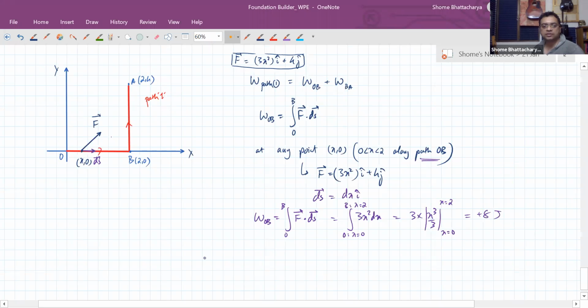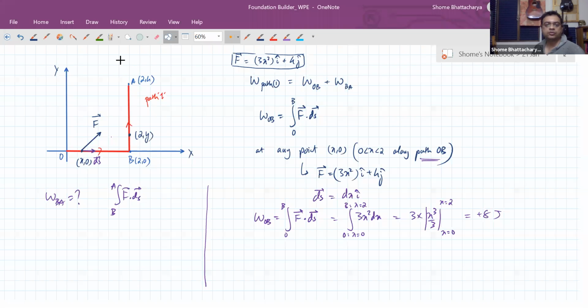Now similarly, we will look at the work done from B to A. For that also we'll integrate F dot ds, but from the point B to A. While going on that line, at any arbitrary point, the x coordinate is fixed at 2 and the y coordinate varies. So now also the force will have two components. But the other thing is that the displacement will be along the y-axis.